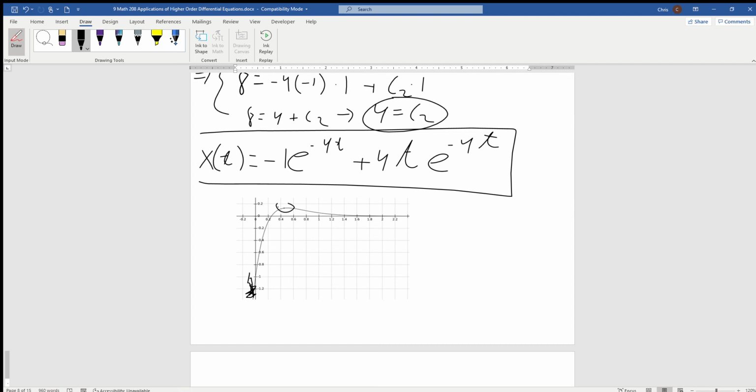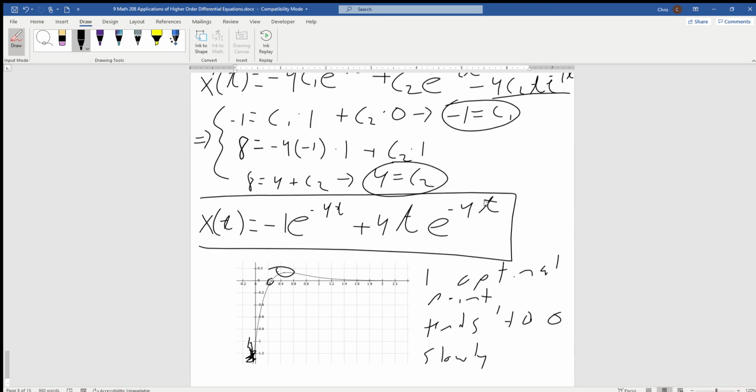It's going to hit a high point right here, somewhere around here. So I'm just going to circle this as a high point. All right, it crosses somewhere around here, between 0.2 and 0.3 probably. And then eventually it starts to fade. So it has that sort of critically damped motion. If I was going to interpret this, basically it reaches one optimal point, and then eventually it tends to 0 slowly. And so now we can answer the other questions.